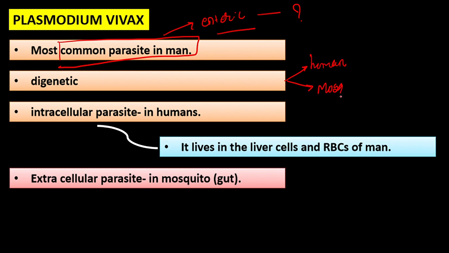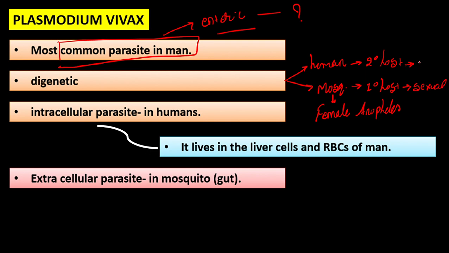Which mosquito I am talking about? It is female Anopheles. Female Anopheles. Now human is the secondary host over here and mosquito is the primary host. Whom we call as primary host? Where sexual reproduction takes place. Secondary host, asexual reproduction takes place, right?